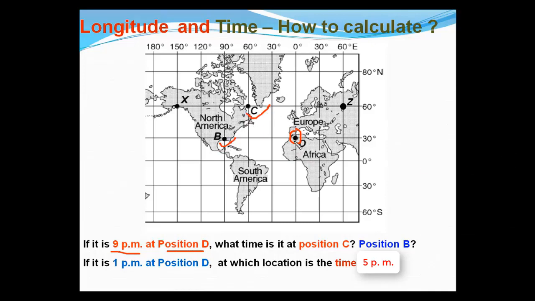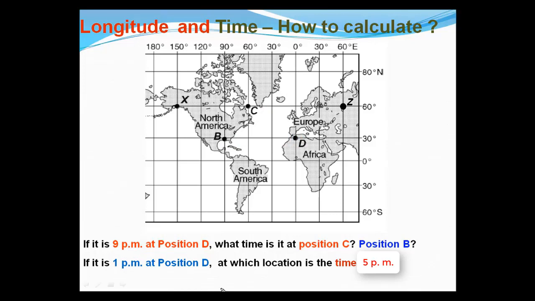As you know, the longitudinal difference of 15 degrees equals 1 hour, and from D to C point it is a 60 degree longitudinal difference. Definitely the time at position C would be 5 p.m. Now if we calculate the time from 0 degree prime meridian on the western hemisphere at 90 degrees, the time difference would be 6 hours. The time would be 3 p.m. In this manner one can calculate the time from one reference point to another reference point.